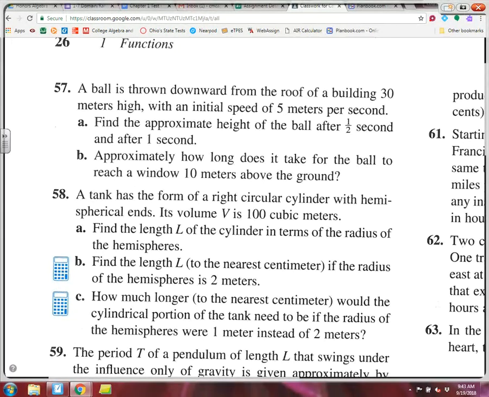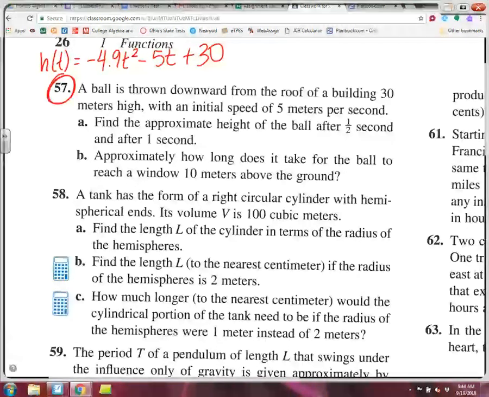Meters. So my function is going to be h of t equals negative 4.9 t squared. That's how I'm going to start this. Remember that we're doing number 57 here. Now, was the ball dropped or thrown? Thrown. Up or down? Down, which means when I put my velocity in here, it needs to be negative. Negative 5 for my initial velocity. How high did it start? 30. So I'm going to put a plus 30 on the end there, and that's your height function.